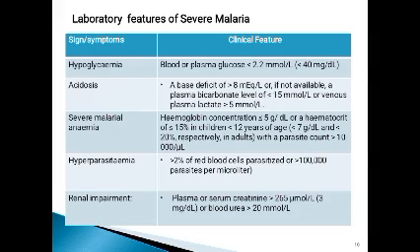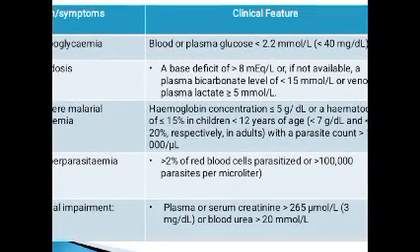Laboratory features of severe malaria. Hypoglycemia: blood or plasma glucose less than 2.2 mmol per L or less than 40 milligram per dL. Acidosis: a base deficit of greater than 8 mEq per L, or if not available, a plasma bicarbonate level of less than 15 mmol per L, or venous plasma lactate greater than or equal to 5 mmol per L.